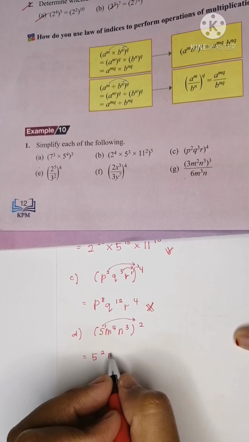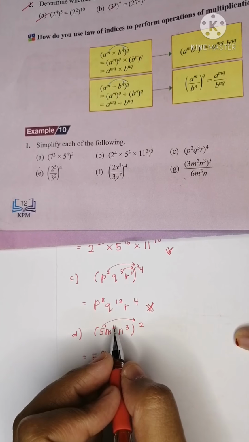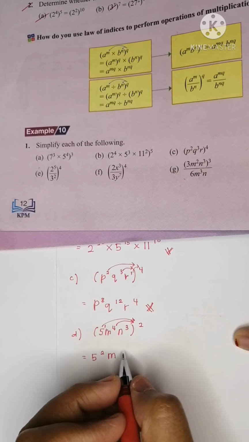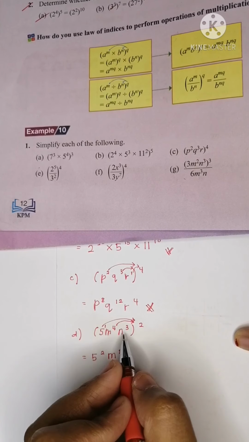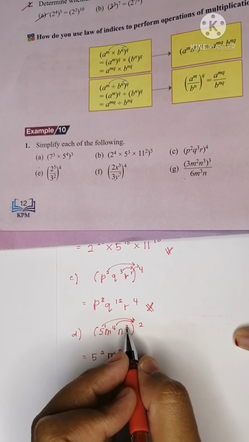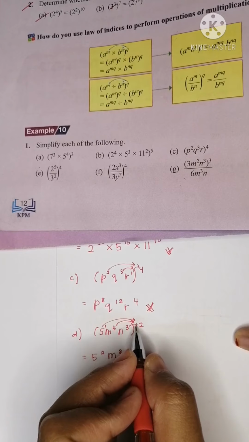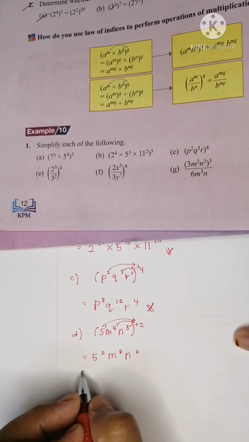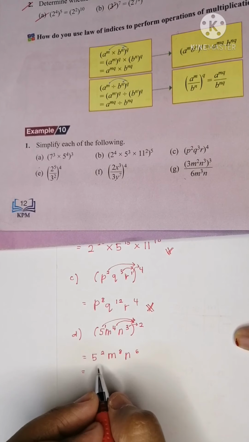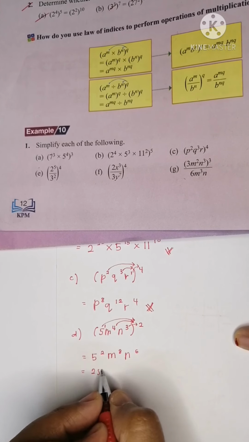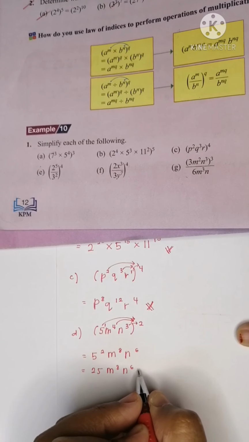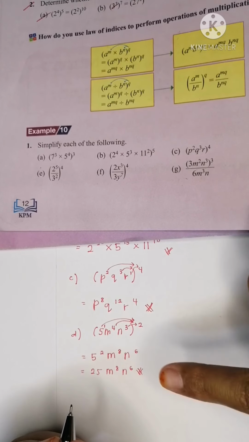Now m to the power of 4. 4 you need to times with 2, so you will get 8. And then n, which is power 3, you need to multiply with 2. So 6. That's it. 5 squared, what is your answer? 5 squared is 25. So 25 m to the power of 8, n to the power of 6. So that's it. This is the answer.